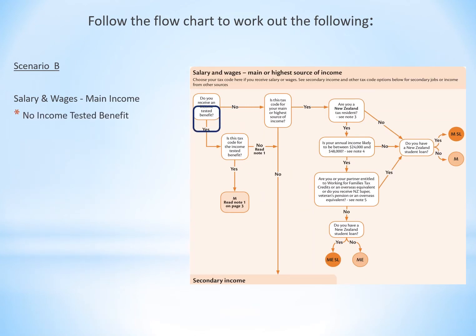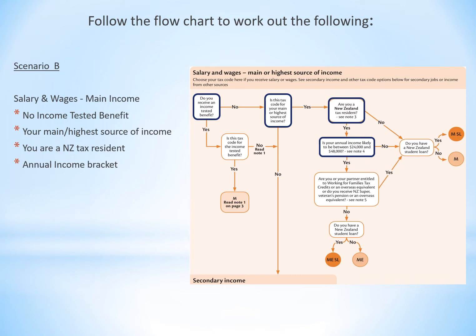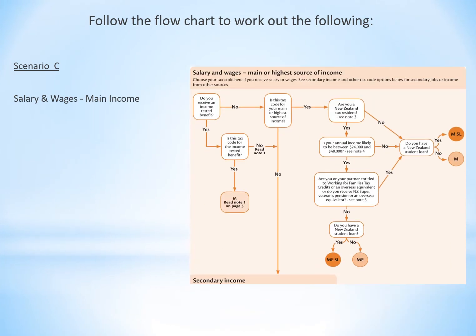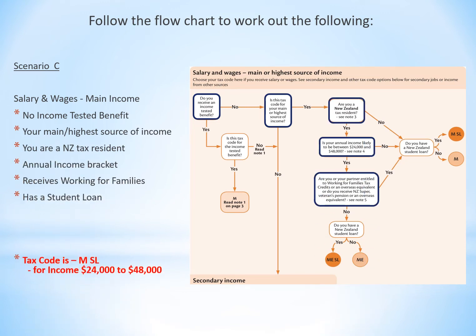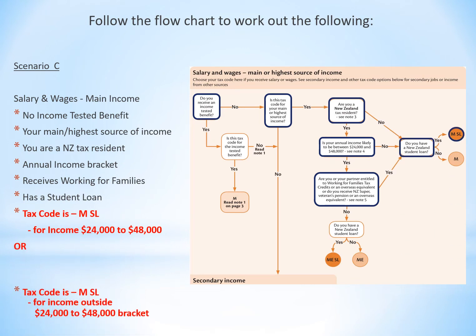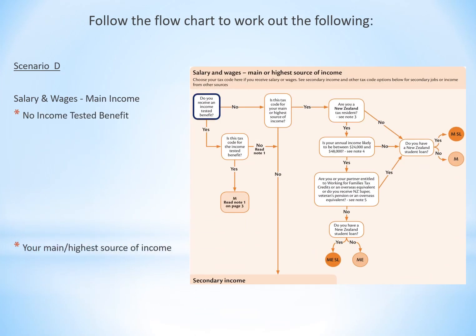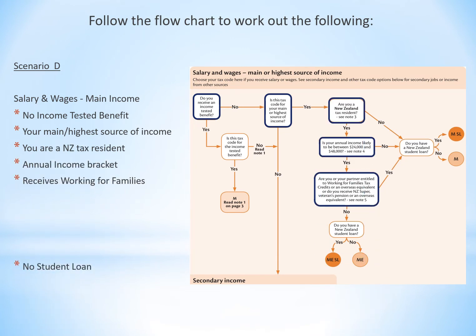For scenario B, which is basically the same as scenario A, but for this one you have a student loan, and as you follow through the chart, you will see your options are either MESL or MSL. For scenario C, same as the two before, but here you are receiving Working for Families and still have a student loan, but regardless of income, your tax code is MSL. For scenario D, pretty much the same as scenario C, but you don't have a student loan, so your tax code is M, regardless of income tax bracket.